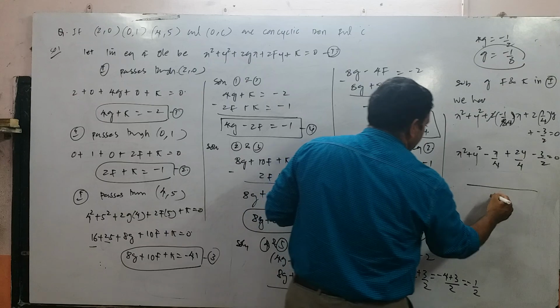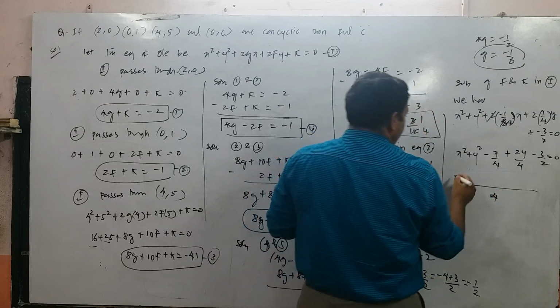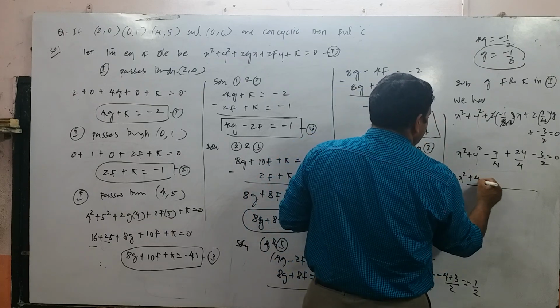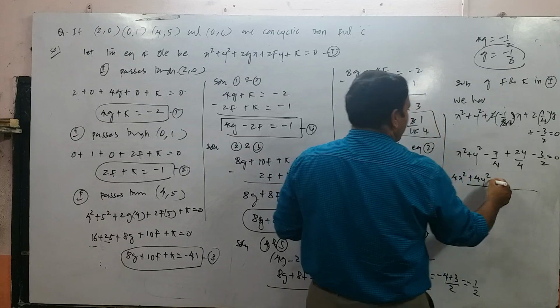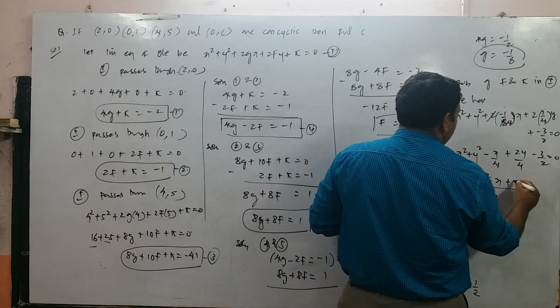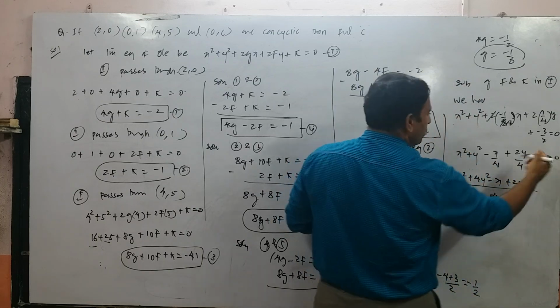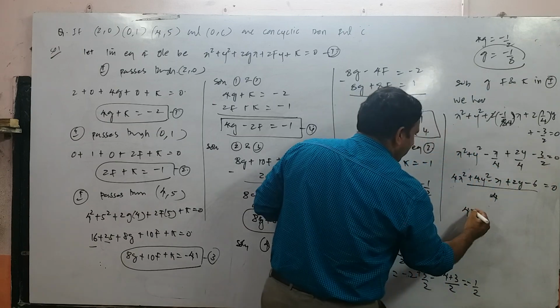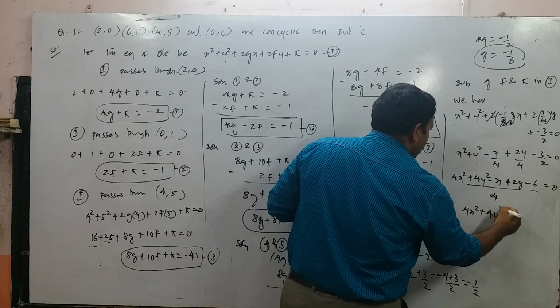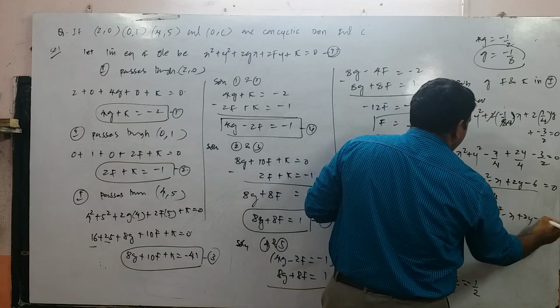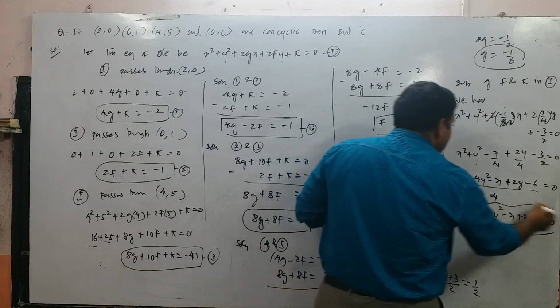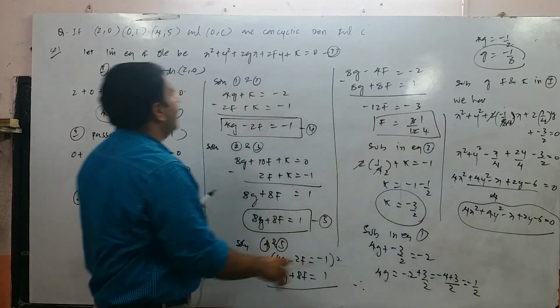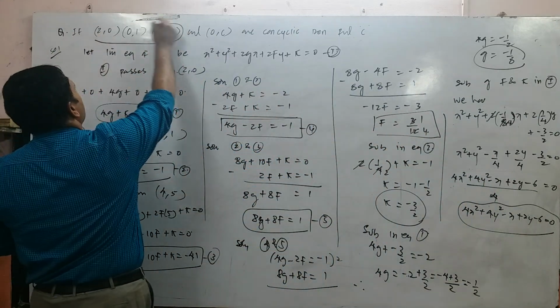What is the LCM? LCM is 4. So when you take the LCM as 4, it is 4x square plus 4y square. 4 goes 1 time, so it is minus x. 4 goes 1 time, so it is plus 2y. 4 goes 2 times... 2 3s are minus 6, is equal to 0. This 4 will go away. You have 4x square plus 4y square minus x plus 2y minus 6 is equal to 0. This is the equation of the circle passing through 3 points.